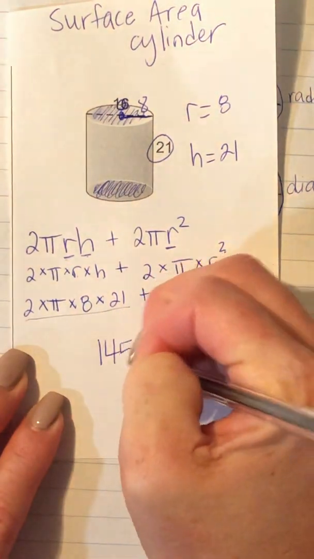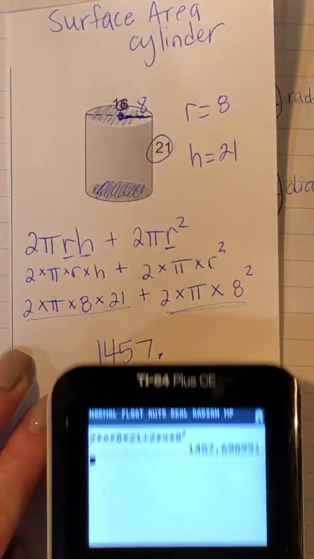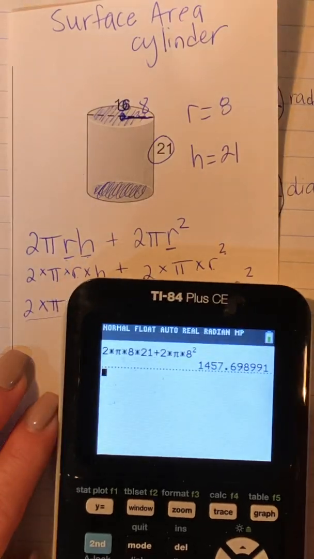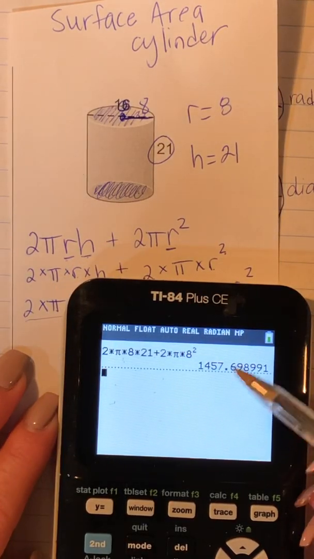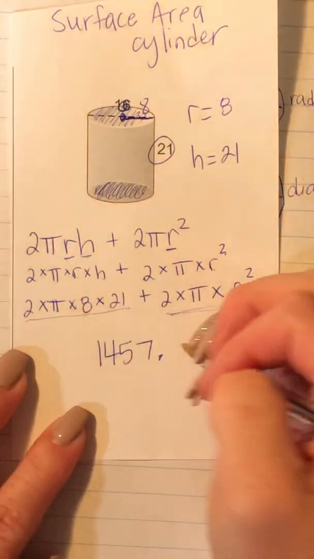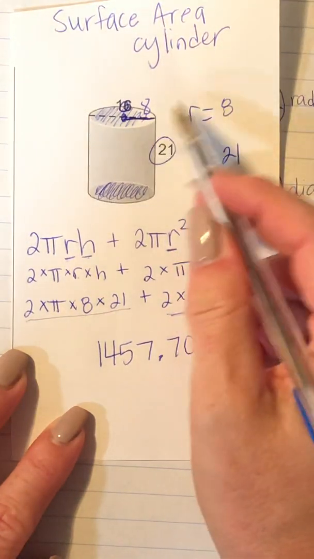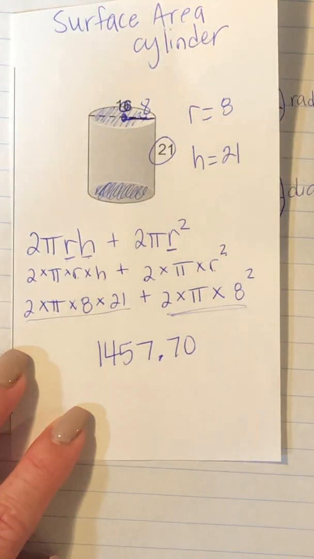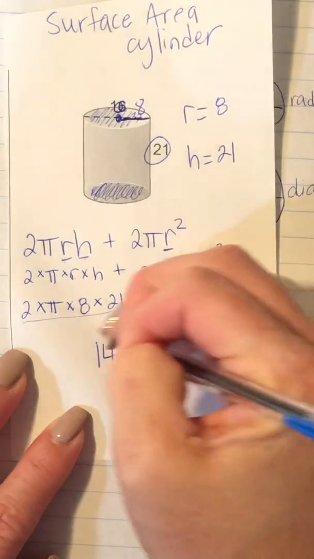1,457. Now you can see that it's 0.69, but we would round it. Even if we rounded it to the hundredths place, that's going to go up and that's going to go up. So it's going to be 0.70. There's no units on this. There's no centimeters, inches, feet. So I'm just going to call it units squared.